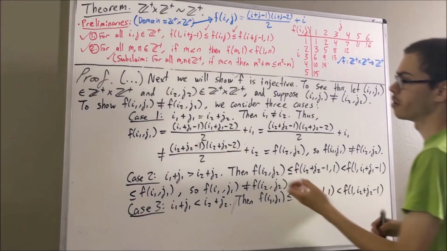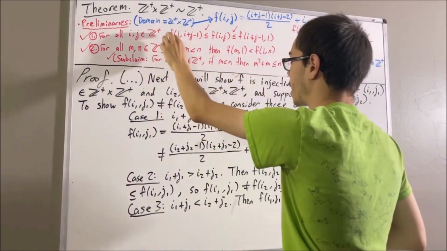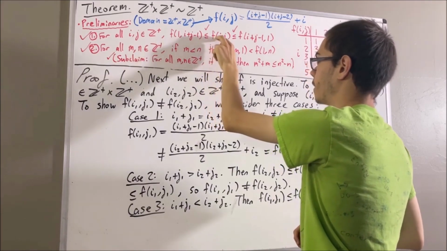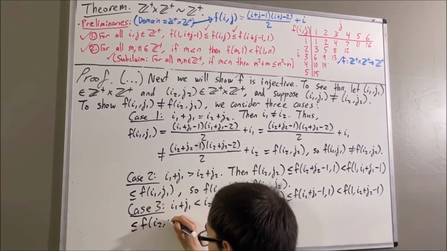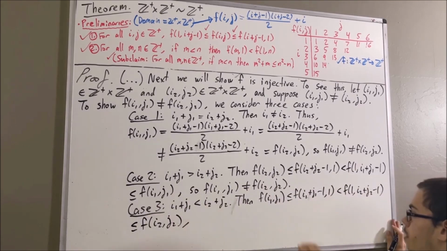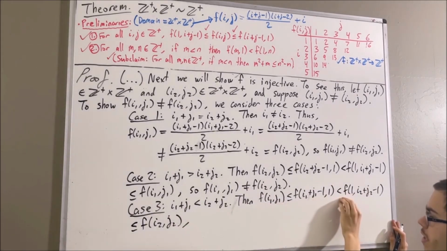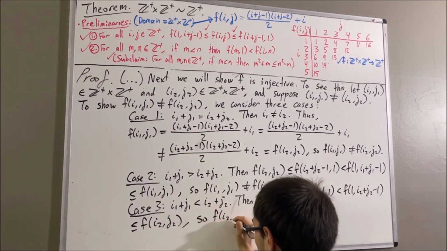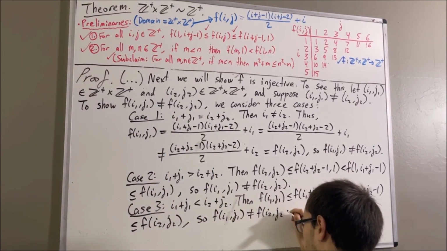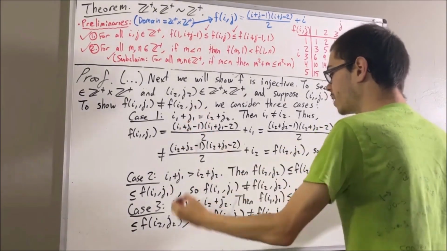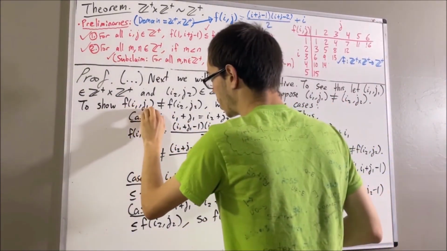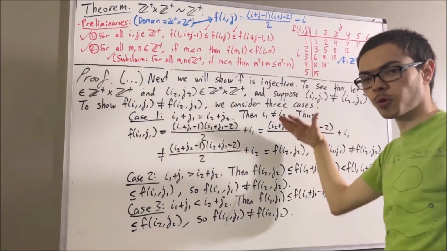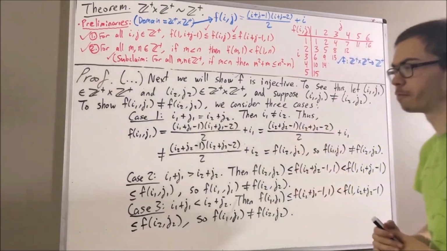But then, by our first preliminary result, we know that f of 1, comma I2 plus J2 minus 1 is less than or equal to f of I2, comma J2. So what do we have here? Well, f of I1, comma J1 is strictly less than f of I2, comma J2, so they're not equal. So, in all three cases, we have proven that f of I1, comma J1 is not equal to f of I2, comma J2. And this proves that f is injective.